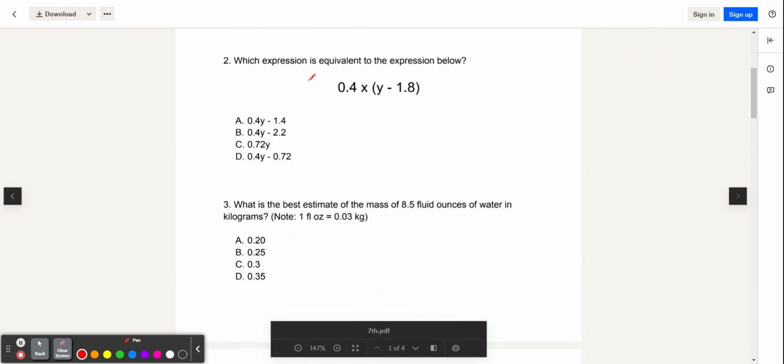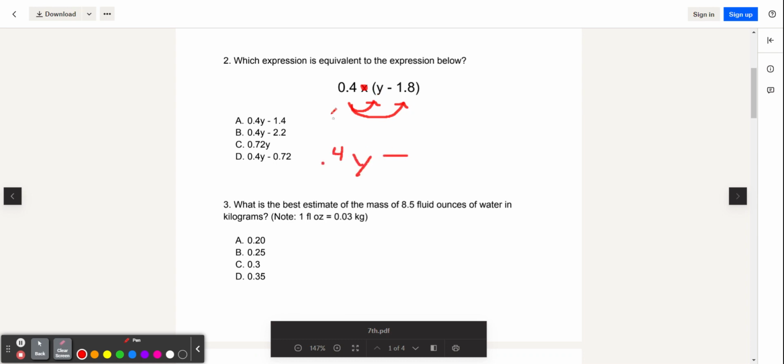Problem 2. Which expression is equivalent to the expression below? 0.4x times the quantity y minus 1.8. Now we can use the distributive property. Oh, I apologize. This is not an x, this is a multiplication, which is why sometimes people use dots, so there's no confusion. And now, since it's in parentheses, 0.4 will be multiplied by both of these.